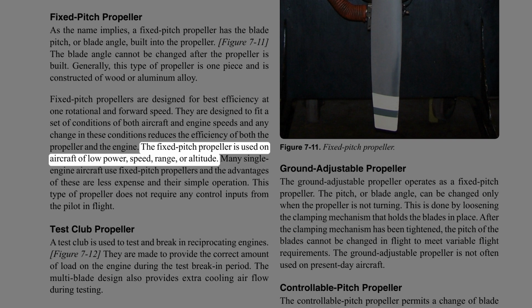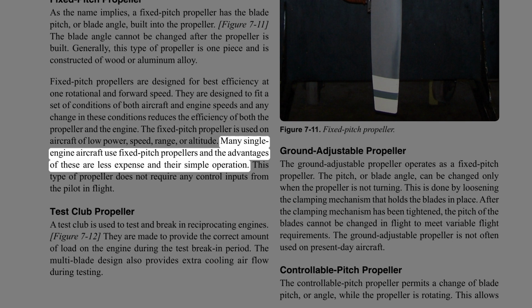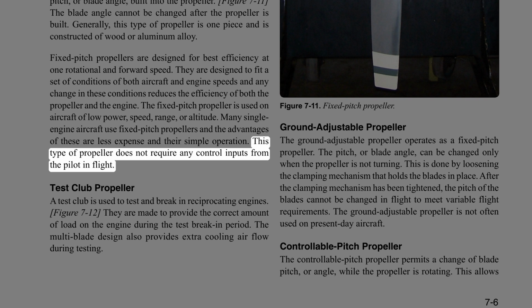The fixed pitch propeller is used on aircraft of low power, speed, range, or altitude. Many single-engine aircraft use fixed-pitch propellers, and the advantages of these are less expense and their simple operation. This type of propeller does not require any control inputs from the pilot in flight.